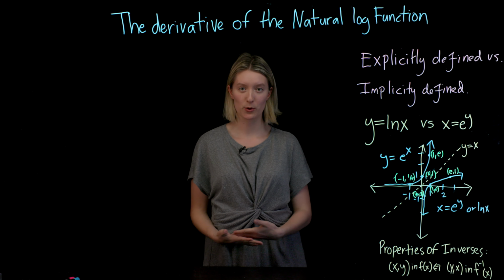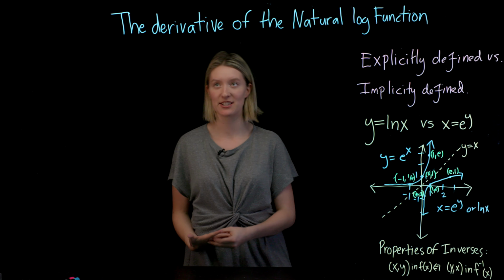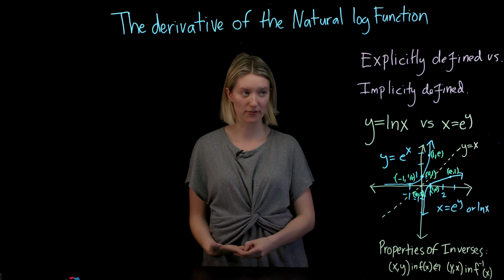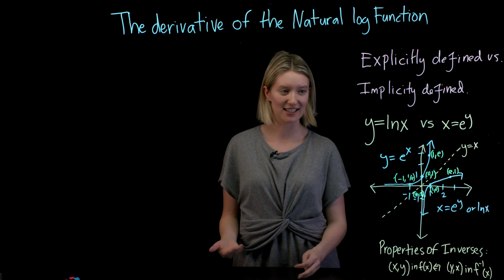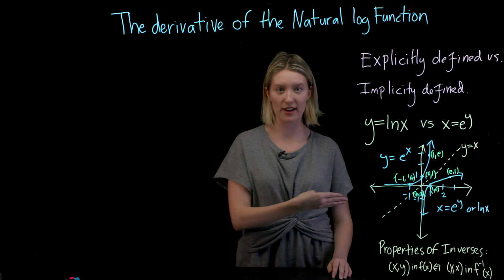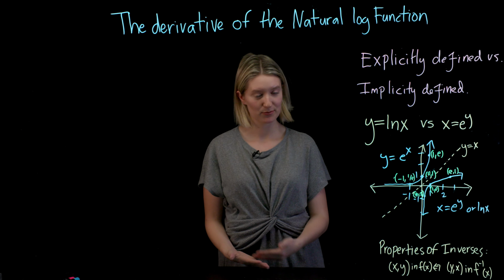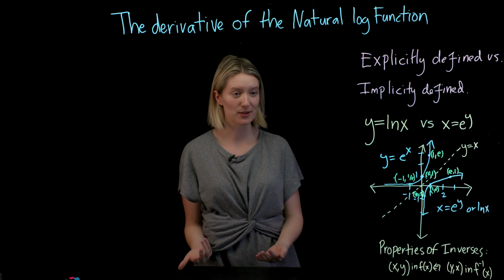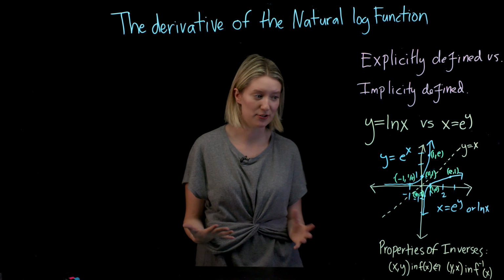Okay, so in this video, we're going to build on our knowledge of using implicit differentiation, and we're going to be applying this to finding the derivative of the natural log function. The natural log function is usually written explicitly as y equals natural log of x. In order to rewrite this function so that it's written implicitly, which will allow me to use implicit differentiation, I want to utilize a property of inverses that I've shown right here.